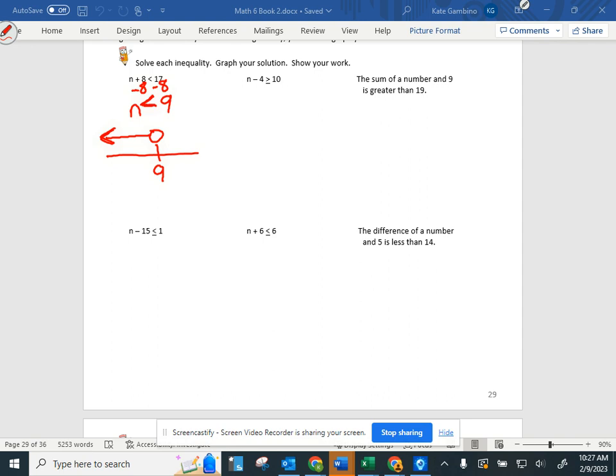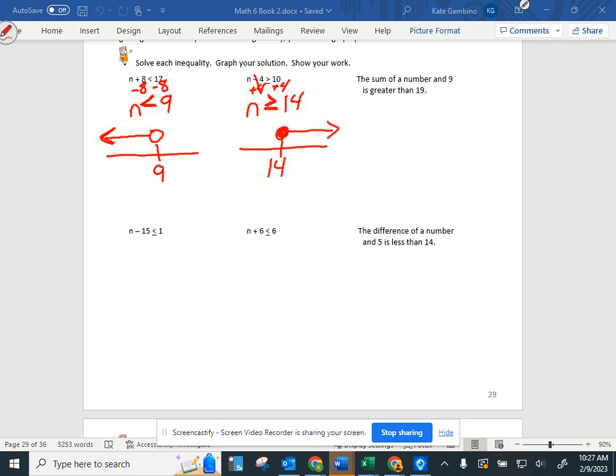Let's look at our next one. N minus 4 is greater than or equal to 10. So I see minus 4, so I'm going to add 4 to both sides. Minus 4 plus 4 cancels out to 0, so n is greater than or equal to 10 plus 4, which is 14. So n is greater than or equal to. So what kind of circle do I want to put above my 14? Nora, I want to put that filled in circle because it has that equal to. It can be 14 or it can be greater than 14.